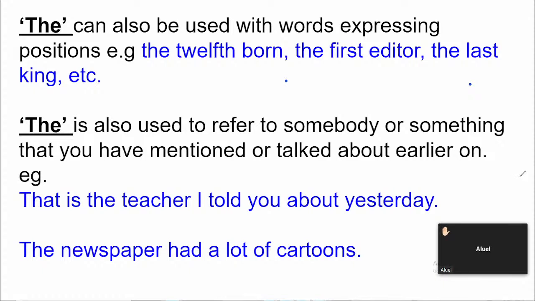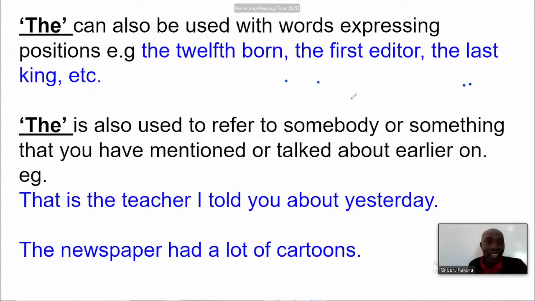The can also be used with words expressing positions, e.g., the 12th born, the first editor, the last king, and so on. The is also used to refer to somebody or something that you have mentioned or talked about earlier on. That is the teacher I told you about yesterday. The newspaper had a lot of cartoons. That's correct. Thank you so much, Ring, for reading.